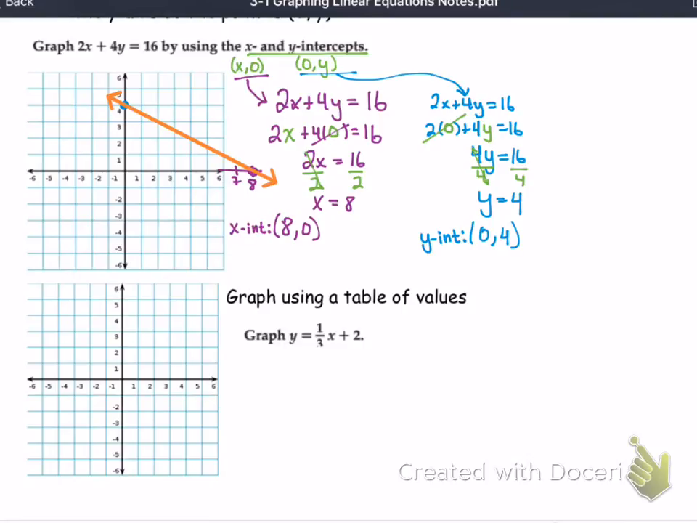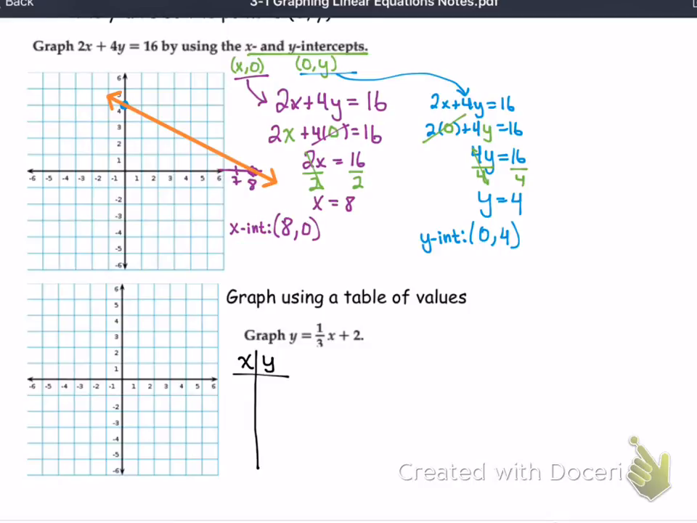Now, let's move on to using a table. So they want a completely different graph. y is equal to 1/3 x plus 2. Anytime, you could always graph using a table. So you need an x-y table. And I usually pick about 4 or 5 random x values. And then using those x values, I figure out what my y values are after evaluating them.